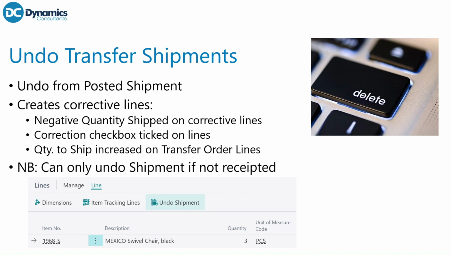When you undo the shipment, it creates an additional line on the posted shipment to say that it's been corrected, so it gives you a negative line to undo that value, and it corrects the value on the initial transfer order to show that it's not been shipped yet. There's also a tick box on the lines to show that they are corrective lines.